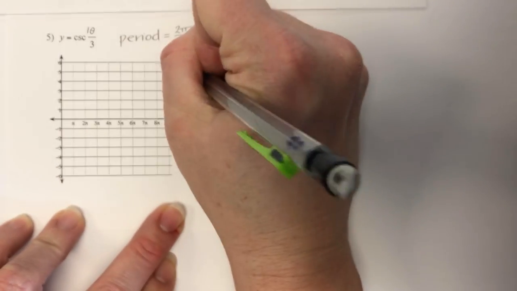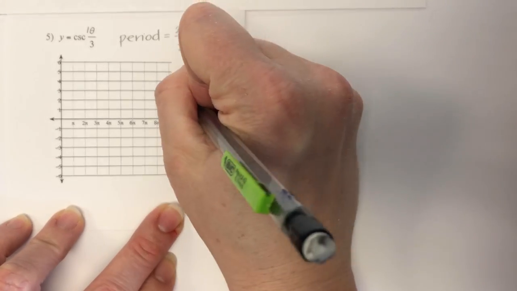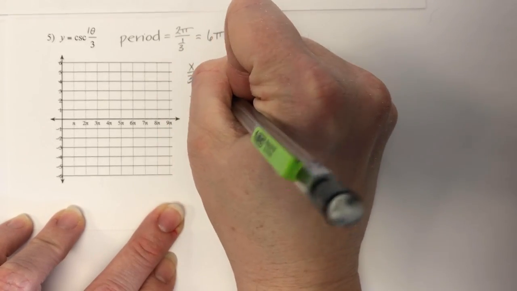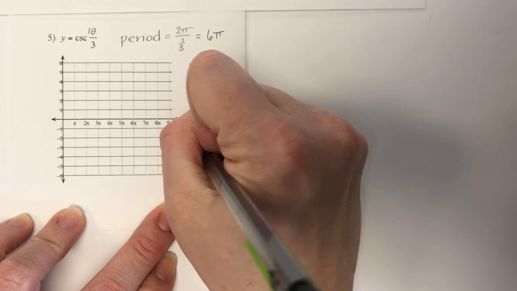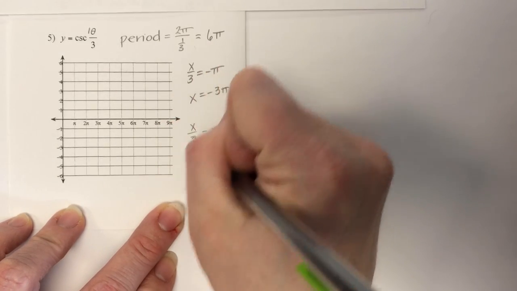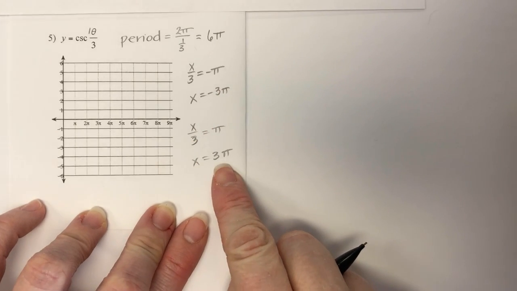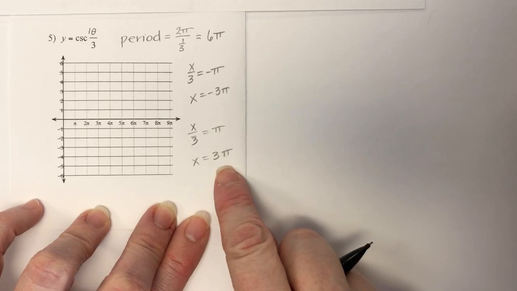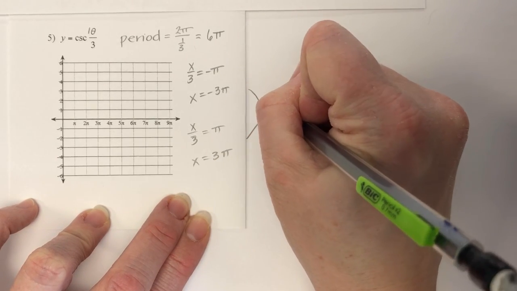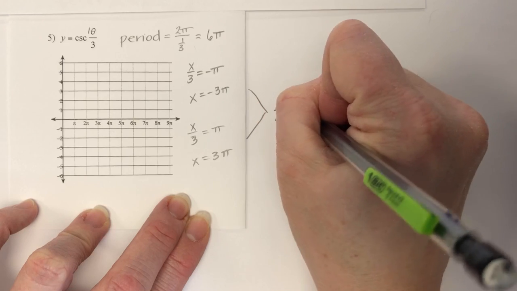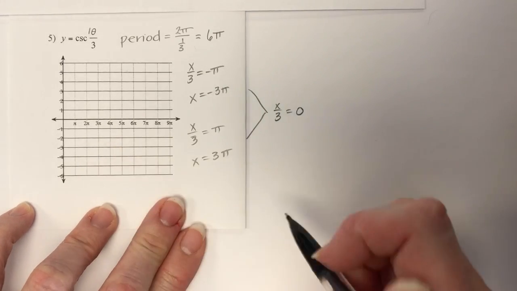I still take my x over 3 and set it equal to a negative pi. So x equals a negative 3 pi is my first asymptote. x over 3 equals a positive pi, so x equals positive 3 pi is my other end of my period, my other asymptote. And then you can find their average, or x over 3 equals 0, because in my parent function, 0 is where the third asymptote exists.